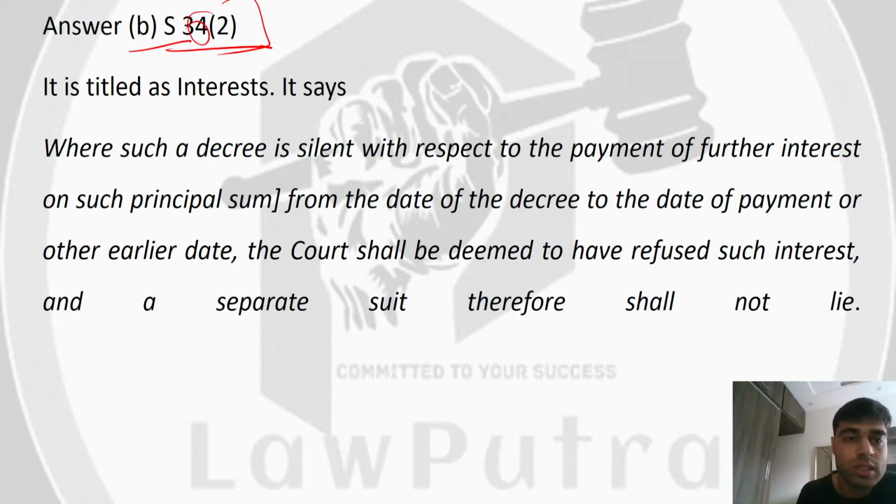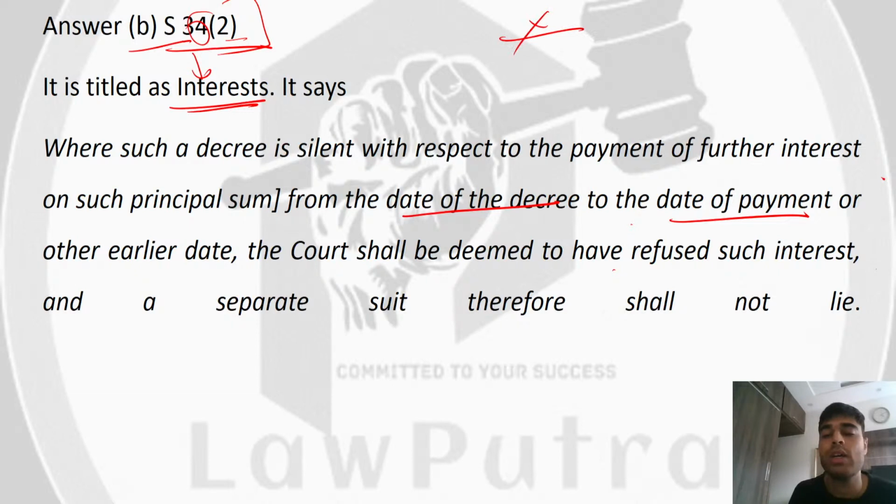Okay, now Section 34 simply deals with interest, and sub rule 2 says that where a decree is silent with respect to payment of further interest on such principal sum from the date of decree to the date of payment or earlier date, the court shall be deemed to have refused such interest and a separate suit therefore shall not lie. That means if in a particular suit, let's say, it was for payment of money, and the court did not give any interest, it said that on your payment of money from the date of decree to the date of payment you don't have to pay any interest, then it will be deemed that the court has refused it.